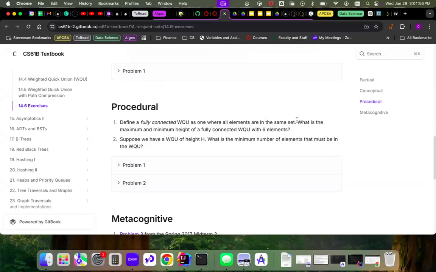0.5? You can't have a 0.5 level. Okay, so let's read this carefully. Fully connected weighted quick union. What is the maximum and minimum height of a fully connected weighted quick union with 6 elements?